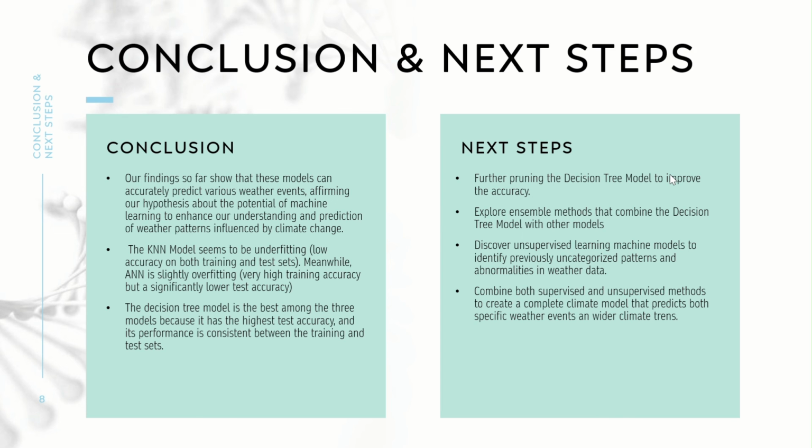I want to further refine the decision tree model to improve accuracies, and I want to explore sampling methods to create more robust machine learning models. The next step is to investigate unsupervised learning methods to detect anomalies in weather data. Our goal is to combine supervised and unsupervised methods to develop a comprehensive climate model that can predict both specific weather events and broader trends.